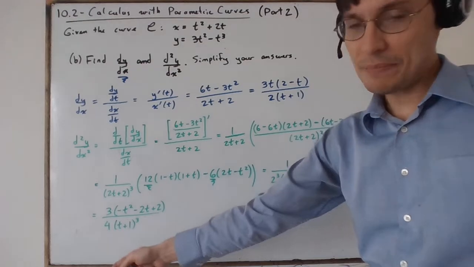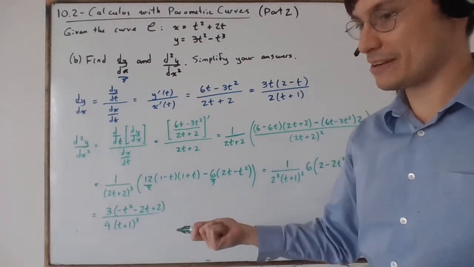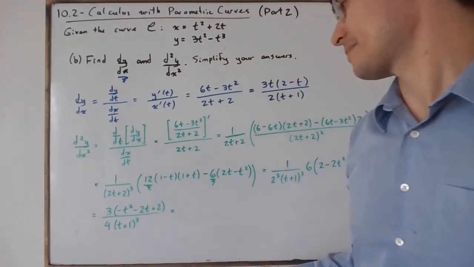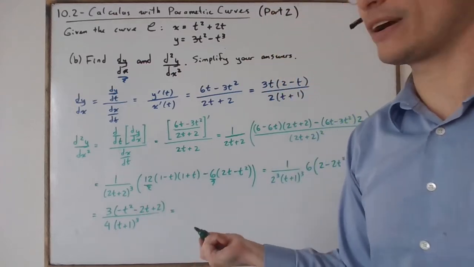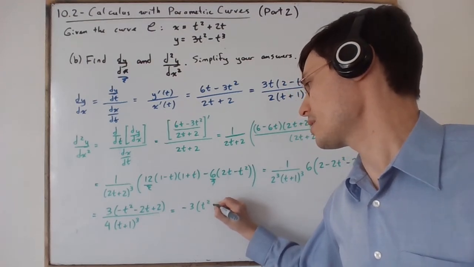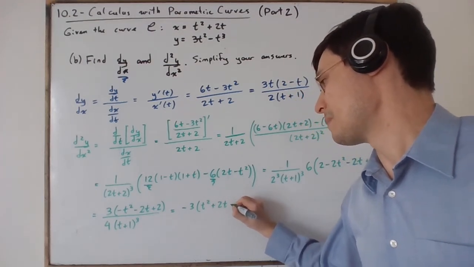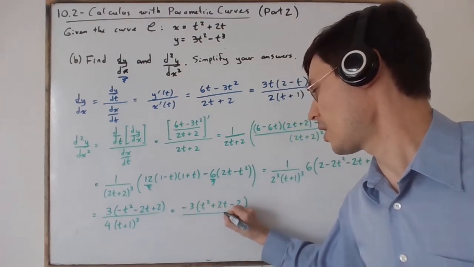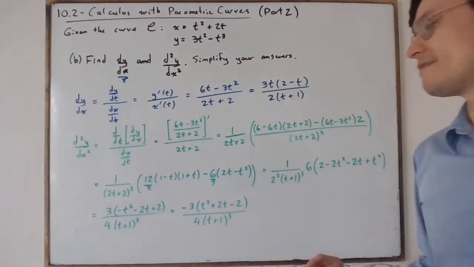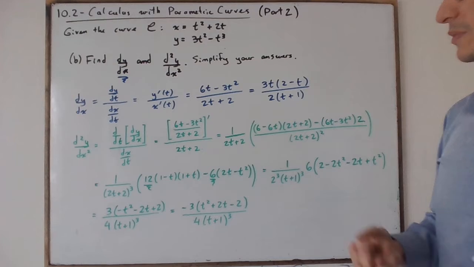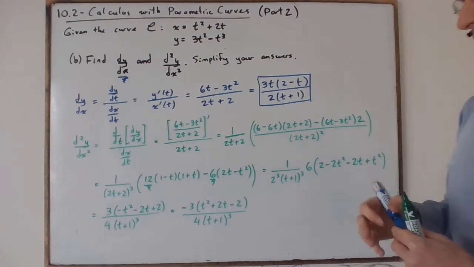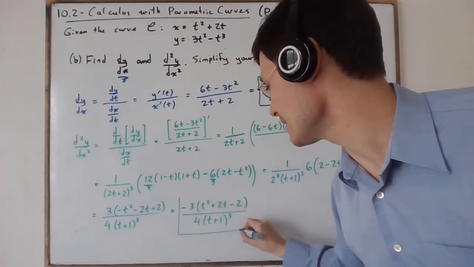If you see what's coming up, we will eventually determine the concavity of this curve, which means that we need to factor out the negative, because we will eventually complete the square of the top. So let's just finish by saying it's going to be negative 3 times t squared plus 2t minus 2, all of this divided by 4 times t plus 1 to the power of 3. So this is our second derivative. Let's frame it. And the second derivative is right here.